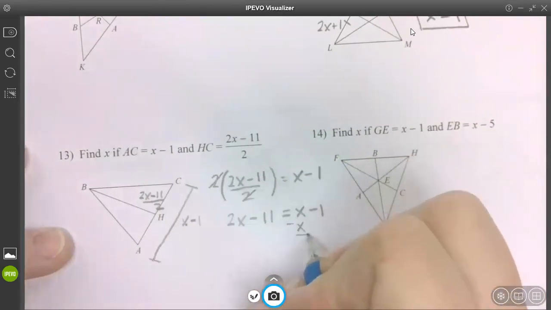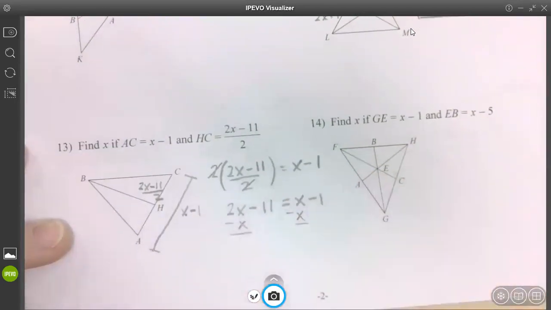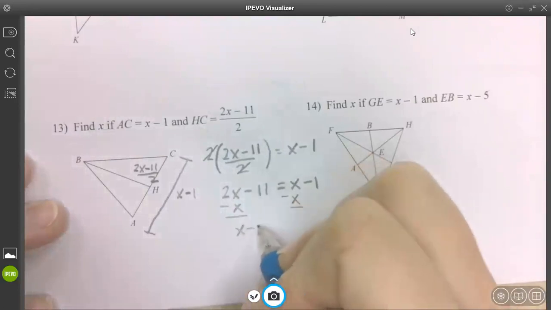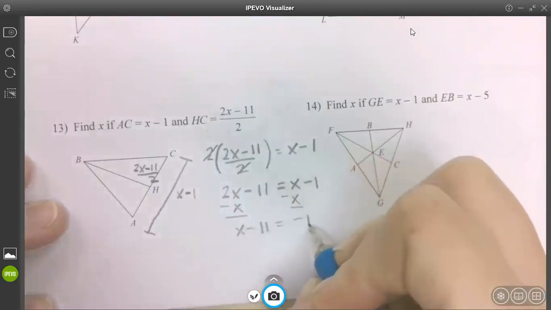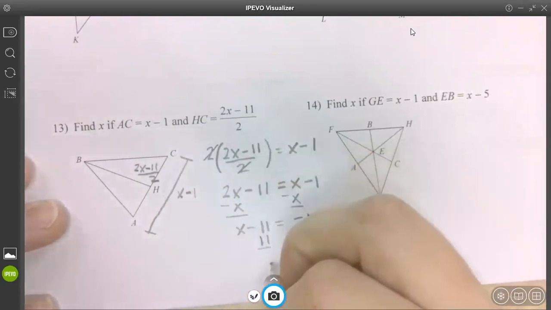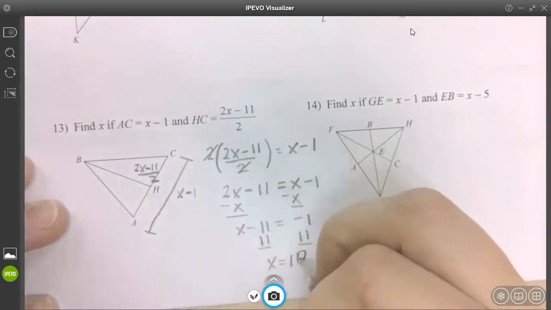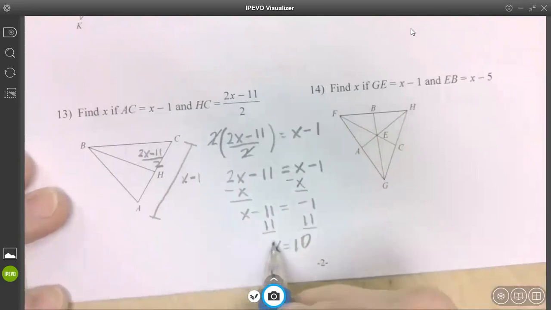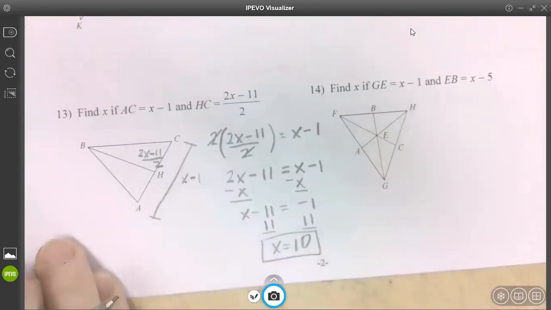We're going to subtract x. We get x minus 11 equals negative 1. We're going to add 11. And we get that x equals 10. It asks us to find x. So we're good to go.